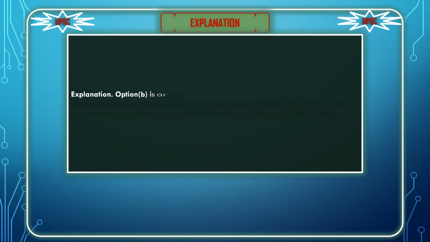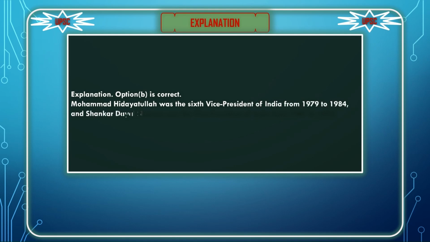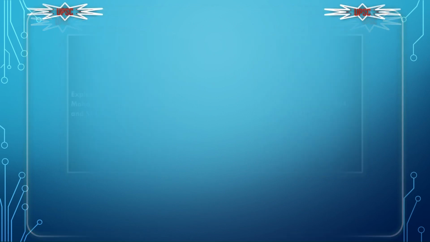Explanation. Option B is correct. Muhammad Hidayatullah was the 6th Vice President of India from 1979 to 1984, and Shankar Dayal Sharma was the Vice President of India from 1987 to 1992.